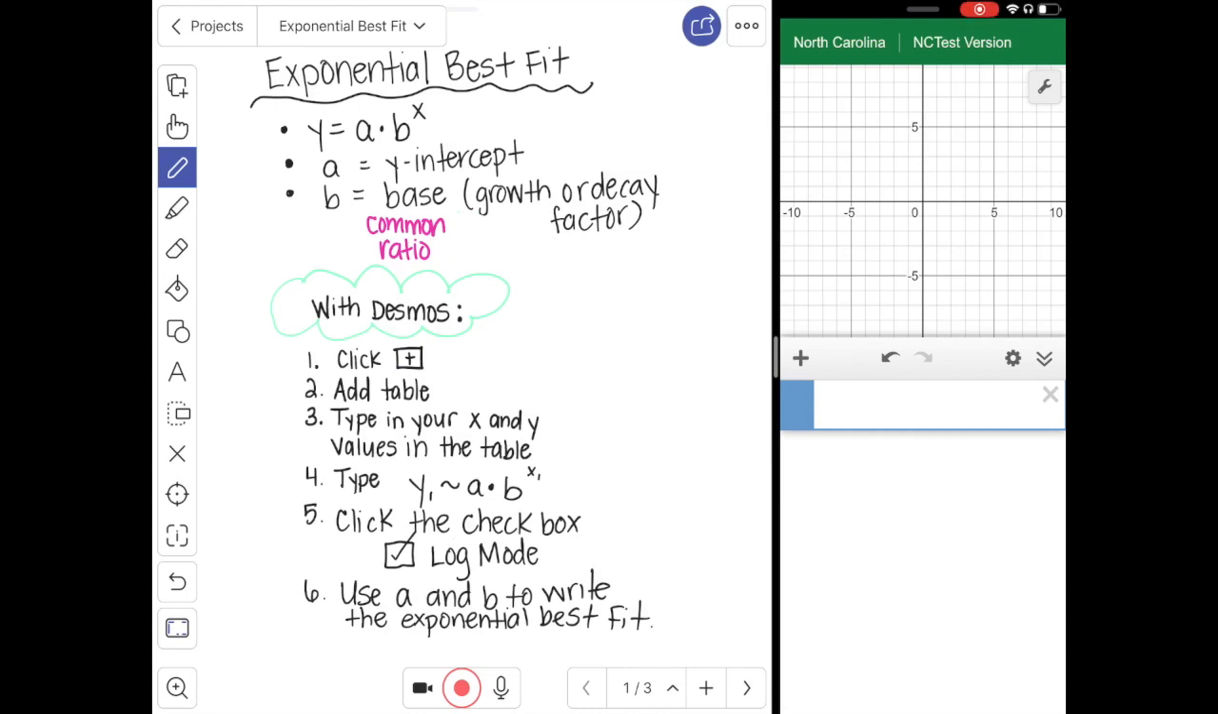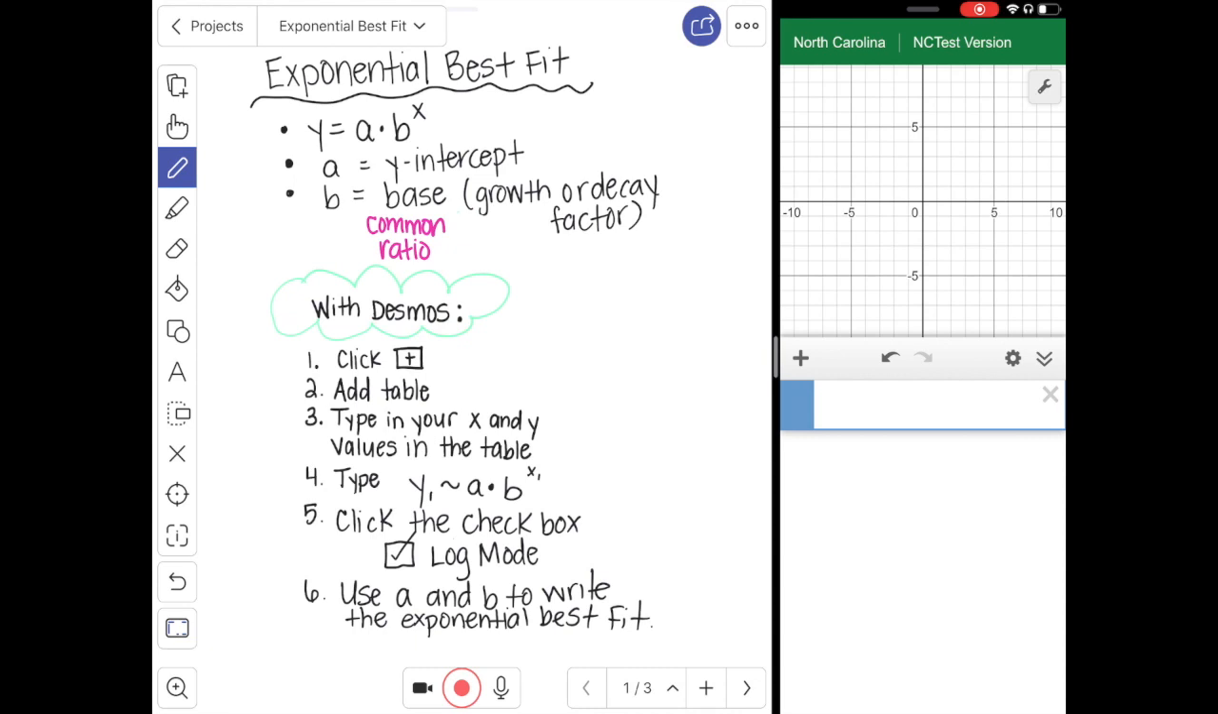Hello, everybody. Today we're going to be talking about how to find the exponential best fit model given a set of data. We're going to be looking at it in Desmos, so if you want to have that pulled up so you can work through it with me. I'm going to use the NC testing version because that's always the one that is going to have your options that you're actually going to be allowed to have on your final exam.